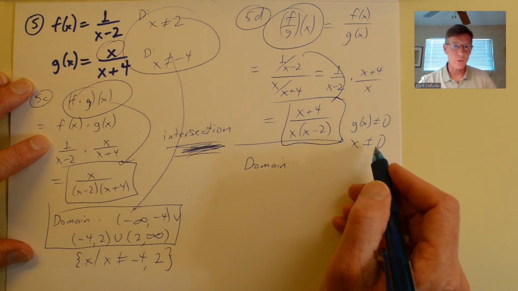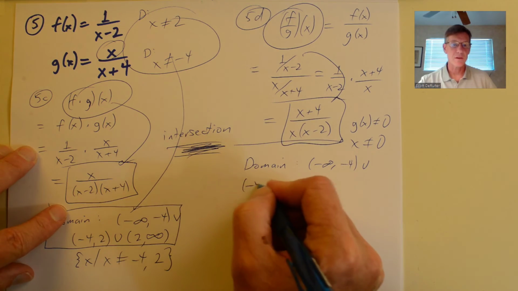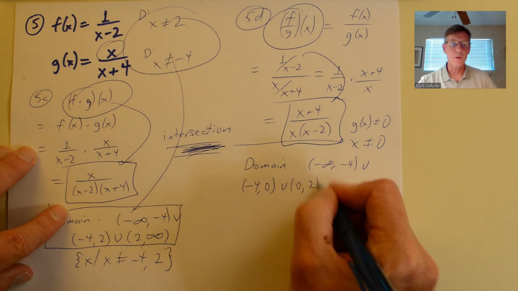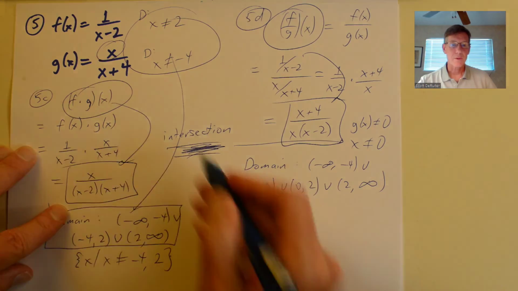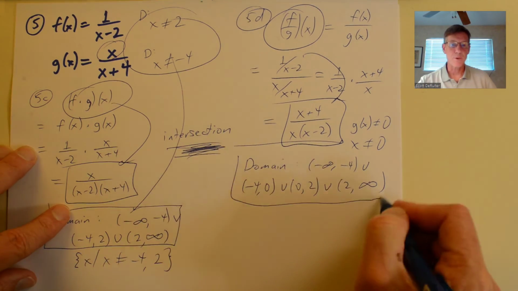X can't be 2, can't be negative 4, can't be 0, and we write it in interval notation using the union symbol. And there we go. Put them all together. And of course also in set builder notation.